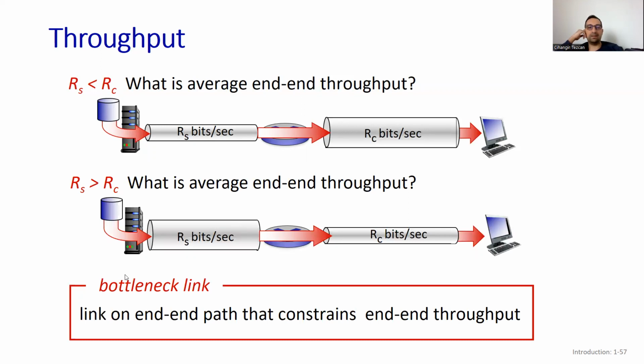So the bottleneck link is the link on the end-to-end path that constrains end-to-end throughput. This is actually what happens. For instance, in Turkey, the connection speeds were really low for a very long time. It doesn't matter about the rest of the world, because they had RS as large. But the service you bought maybe was just 8 megabits per second. So this is the top speed that you can reach. Your bottleneck is actually determined by this link. Okay.